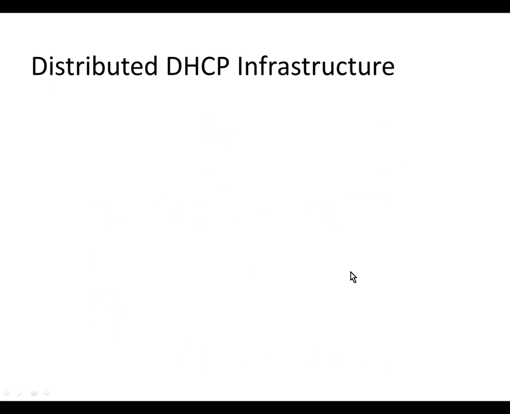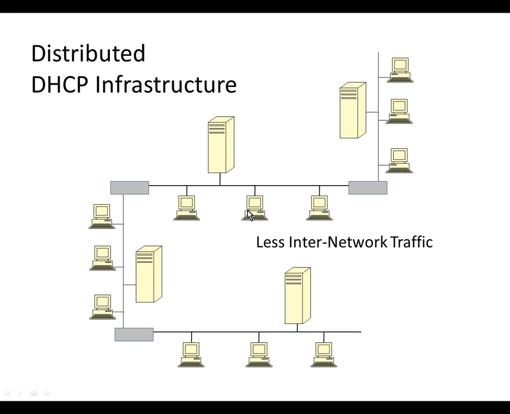So another way to go is to use a distributed DHCP infrastructure. With a distributed DHCP infrastructure, you have one DHCP server per segment. One DHCP server for each segment. And if you do that, there is much less inter-network traffic. Of course, the drawback is, instead of managing one DHCP server, you are now managing multiple DHCP servers.